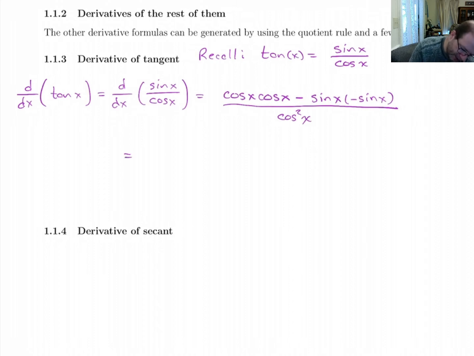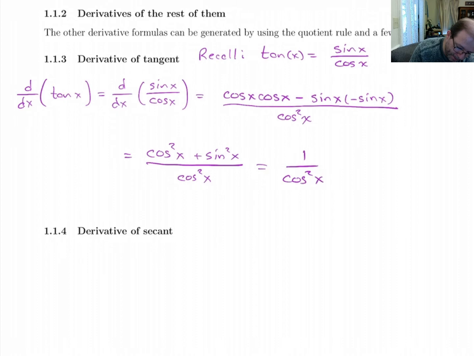Okay, now nice stuff happens up top. Here we've got cosine squared. This becomes plus sine squared. And we have a Pythagorean identity that tells us cosine squared plus sine squared is 1. And the reciprocal of cosine is secant. So this is secant squared x. So that gives us that the derivative of tan is secant squared.